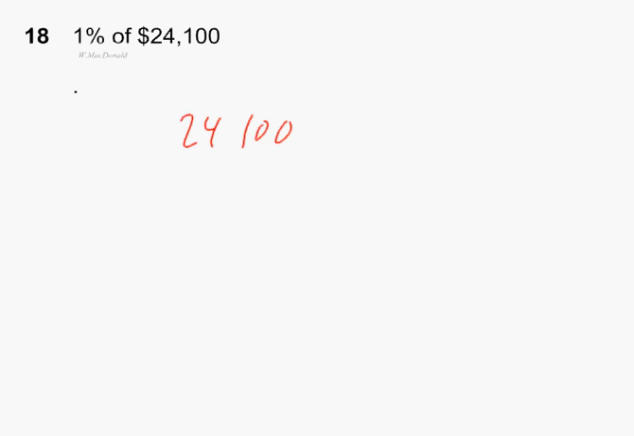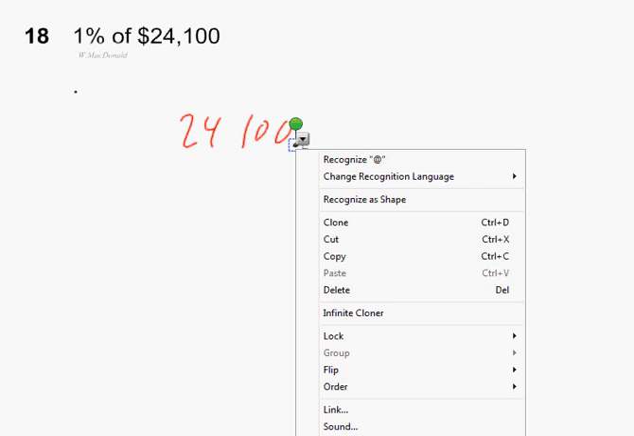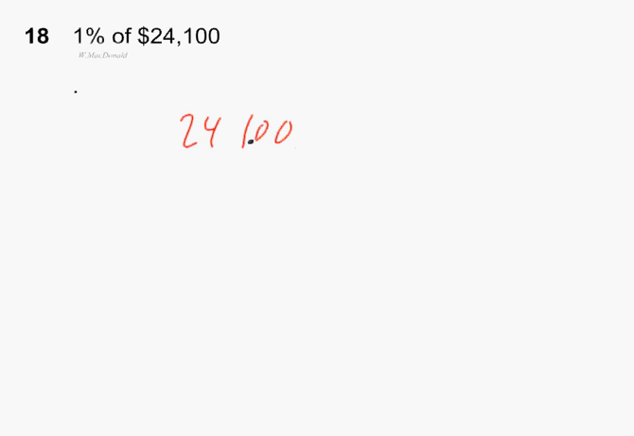So for 1%, the rule is move your decimal twice. The decimal's really here. So once, twice would give me a 1% value of $241. If you moved it from somewhere else, you got something ridiculous, but the answer should be $241.